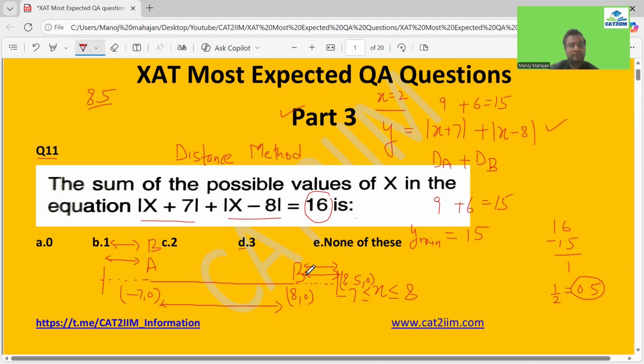And you're looking at the left hand side out here. So being at minus 7, this coordinate would be nothing but minus 7.5. So what is the value if I calculate out here? That would be nothing but 8.5 adding with what, minus 7.5. So the value comes out to be 1, which is your option B.